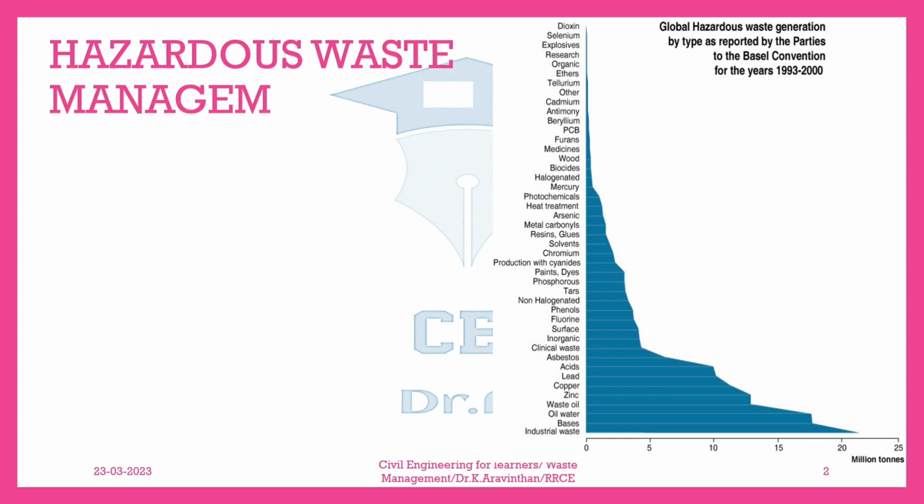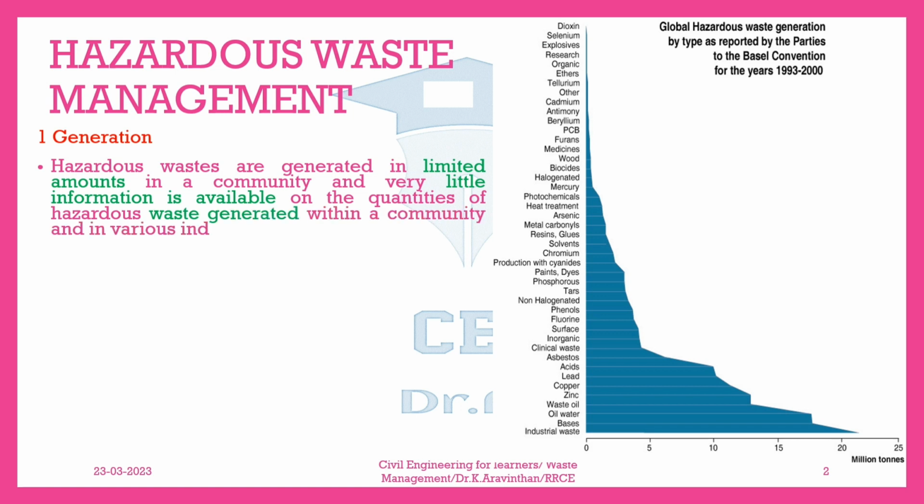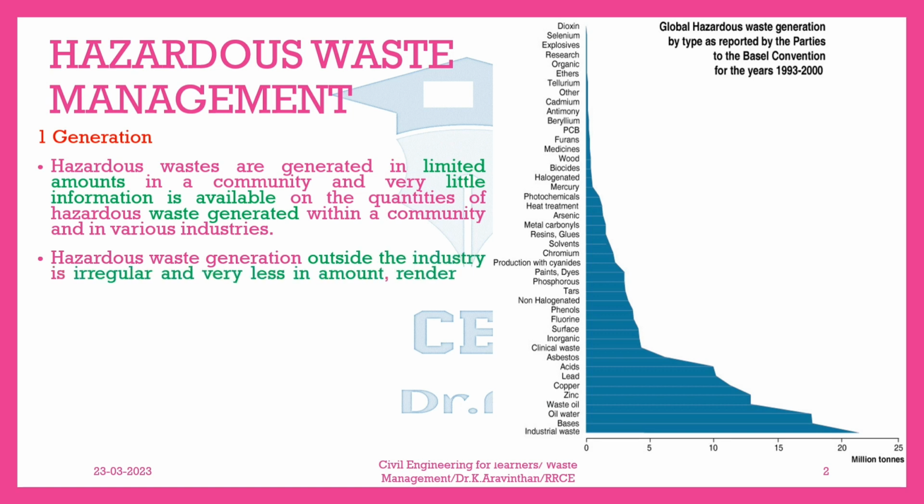Hazardous waste management. One is generation. Hazardous wastes are generated in limited amounts in a community, and very little information is available on the quantities of hazardous waste generated within a community and in various industries. Hazardous waste generation outside the industry is irregular and very less in amount, rendering the waste generation parameter meaningless.